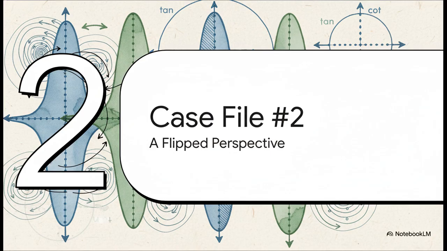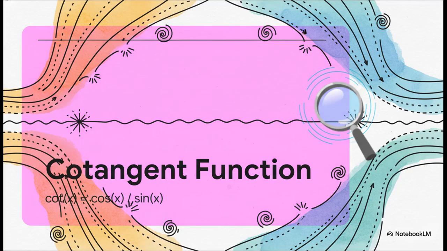All right, case file number 1 is officially solved. Let's move on to case file number 2. We're going to investigate tangent's closest relative, cotangent. It uses the exact same logic, but you're about to see how one tiny change flips everything upside down. See, cotangent is literally the flipped or reciprocal version of tangent, cosine of x divided by sine of x. And that one little flip changes everything.